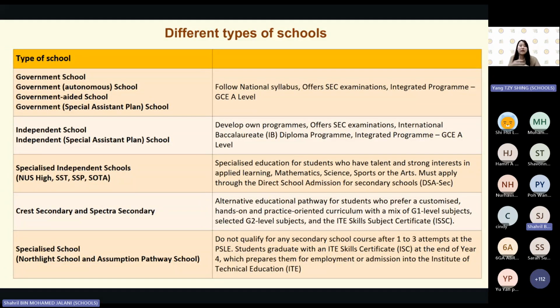Crest Secondary and Spectra Secondary offer an alternative educational pathway for students who prefer a customised, hands-on, practice-oriented curriculum with a mix of G1 level subjects and selected G2 level subjects. They also offer the ITE Skills Certificate. Specialised schools like Northlight and Assumption Pathway School enrol students who do not qualify for any secondary school course after 1 or 3 attempts at the PSLE. Students graduate with the ITE Skills Certificate at the end of year 4, which prepares them for employment or admission into the ITE.